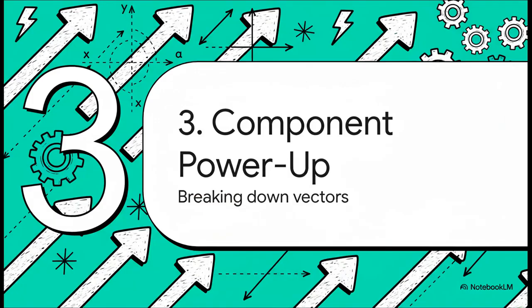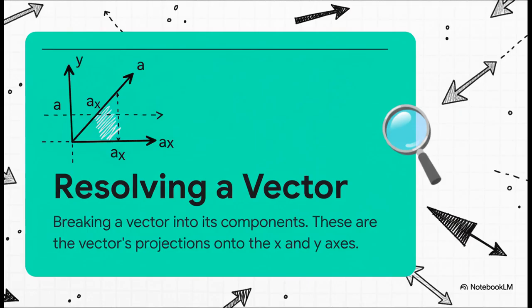You know, drawing arrows is great for getting the basic idea, but for doing real physics, we need something a little more precise, a little more powerful. This is where we level up. It's time for vector components, and trust me, these are a total game changer. So the big idea here is that we can break any vector down into simpler pieces.